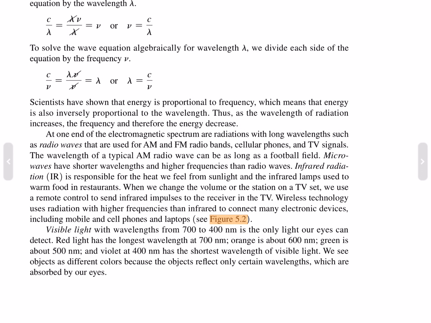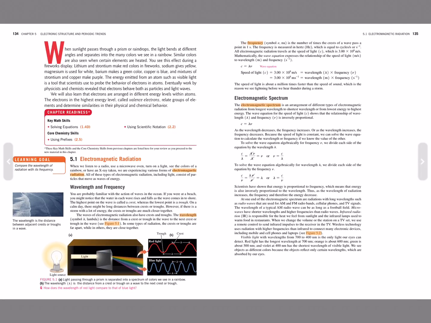Visible light, with wavelengths from 700 to 400 nanometers, is the only light that our eyes can detect. Red light has the longest wavelength of 700 nanometers, orange is about 600, green is about 500, and violet at about 400 has the shortest wavelength of visible light. We see objects of different colors because they reflect only certain wavelengths, which are absorbed by our eyes.